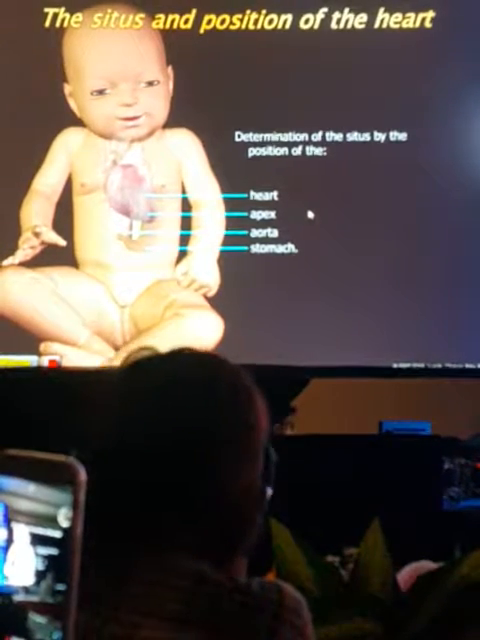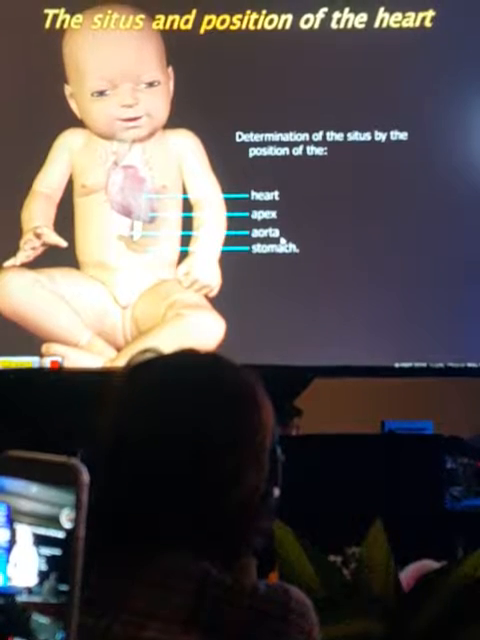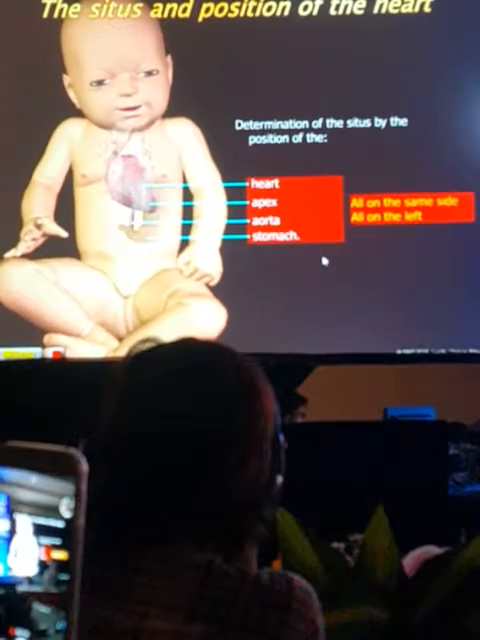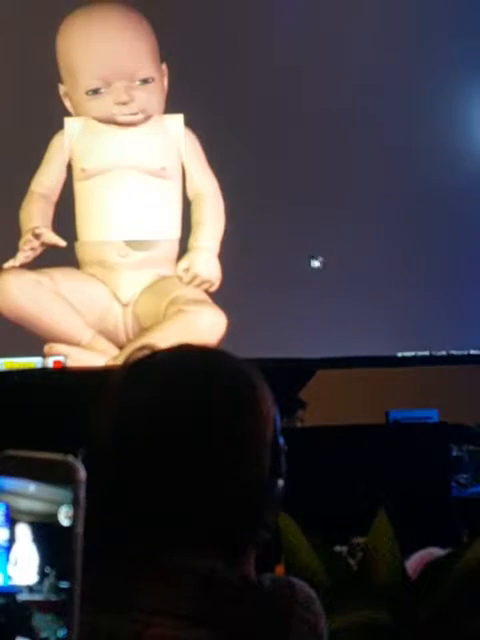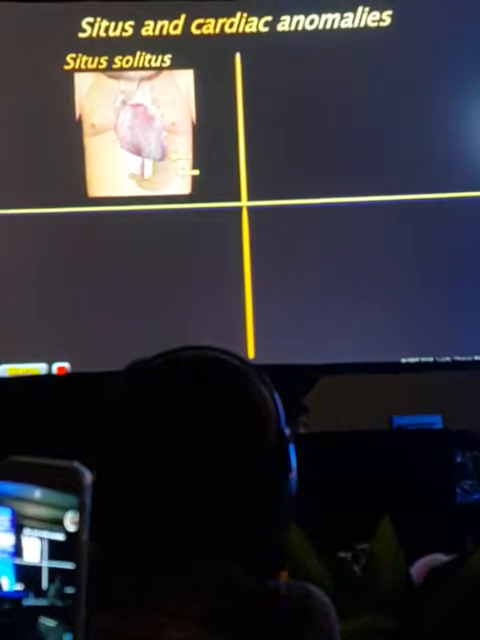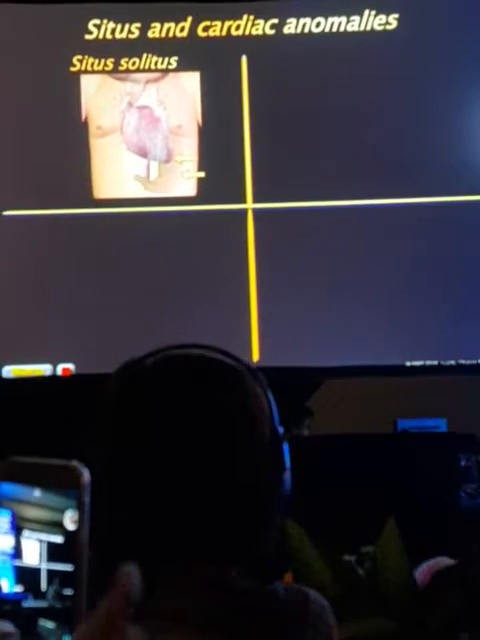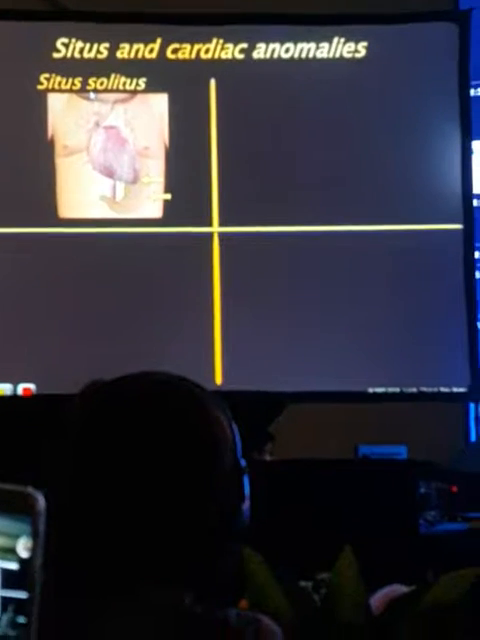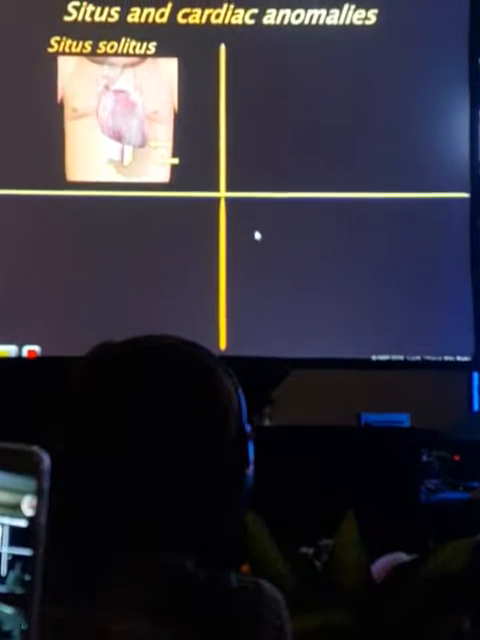So now we have everything on the left side and everything on the same side. And this is why we do this. The majority of babies that you're going to scan have the apex and the stomach on the left side. This is the common situs, and in Latin this is called situs solitus.